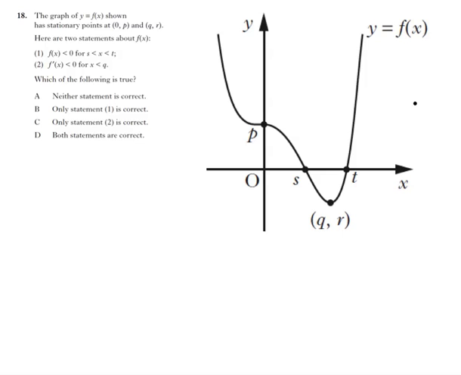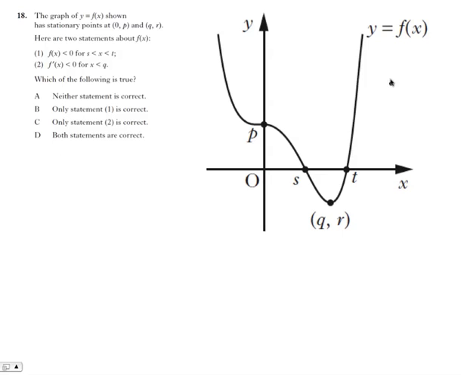So this is question 18, higher 2012, paper 1. We're given a graph of a function y equals f of x. Two statements. One concerns f of x and one concerns f dashed of x. And we're asked whether this one's true or false, whether this one's true or false. Once we know that, we can choose the appropriate answer.